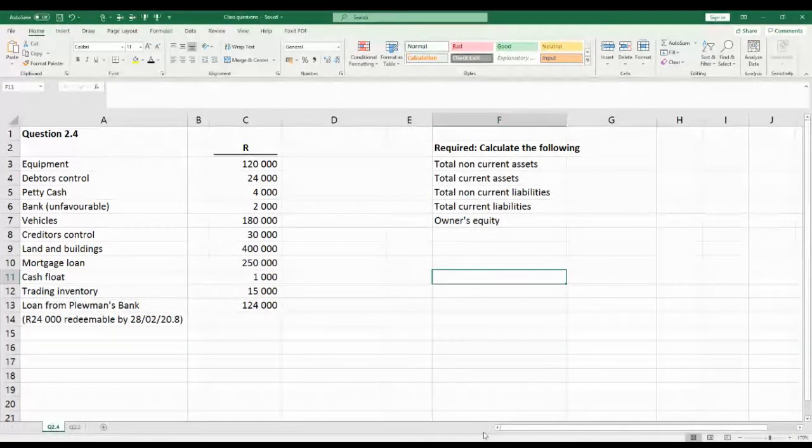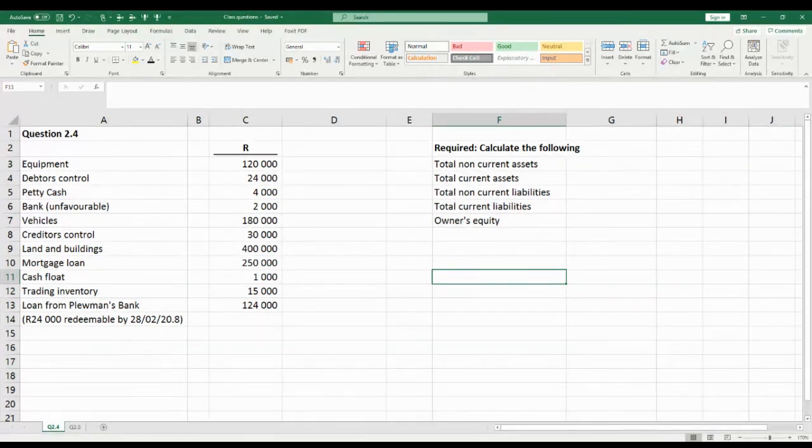Okay, so on the left-hand side, I've just listed the accounts as they are in the textbook. These were the assets and liabilities as they appeared in the books of Kiara Enterprises on 28 Feb, the last day of the financial period. And now they've asked you to work out the non-current assets, total current assets, and non-current liabilities. So this is what you are required to calculate.